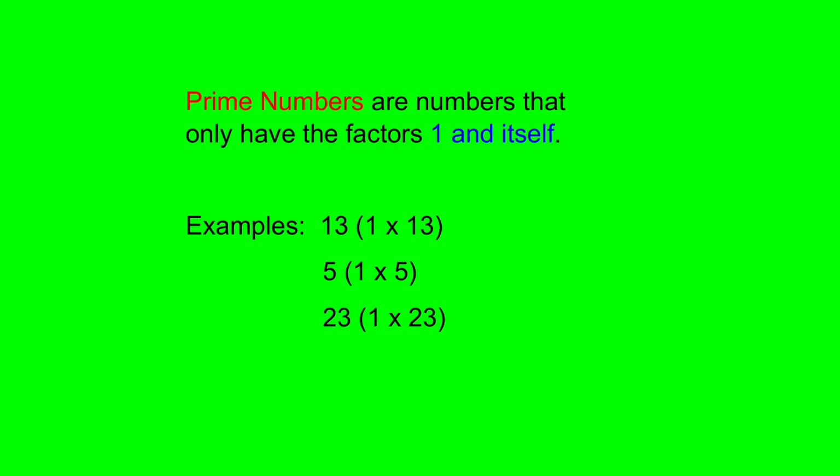Prime numbers are numbers that only have two factors, one and itself. So an example of a prime number is 13, because its only factors are 1 times 13. Or 5, because its only factors are 1 times 5. Or 23, because its only factors are 1 times 23.